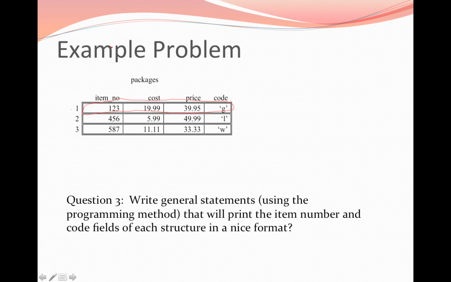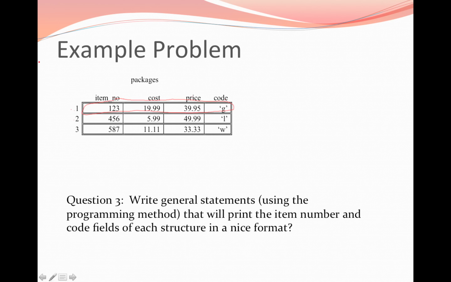So what this might represent is we sell a bunch of software packages, we have an item number for each one, the cost to us, a price we pass on to the customer, and then maybe some kind of character code, like a G means a game or an L means a language or something like that. So we store all of these structures of information on different software packages in a vector of structures. So it looks sort of like a matrix, it looks like a table, but think of it as a column vector of structures. So we have a vector that has three elements in it.